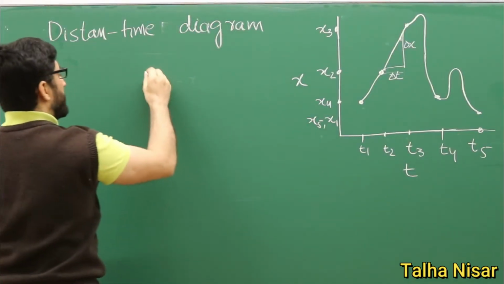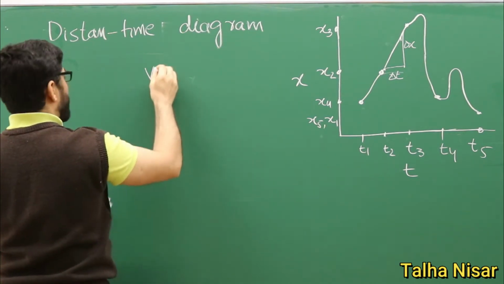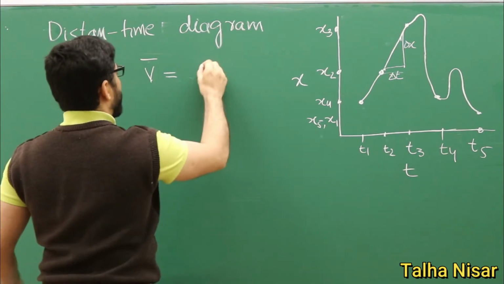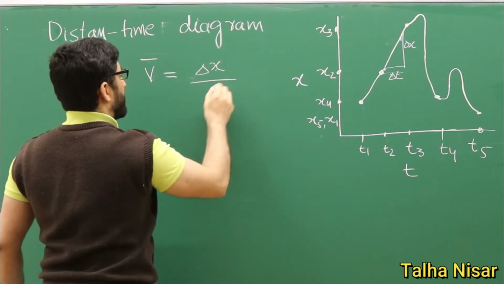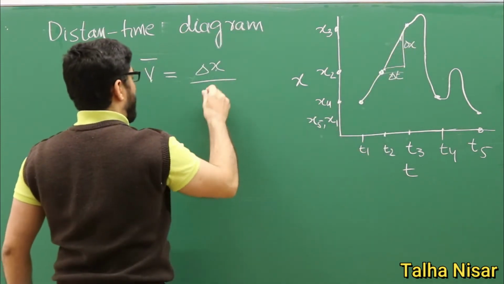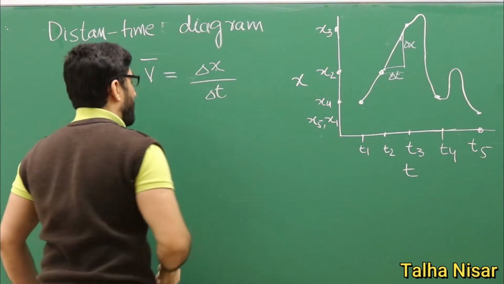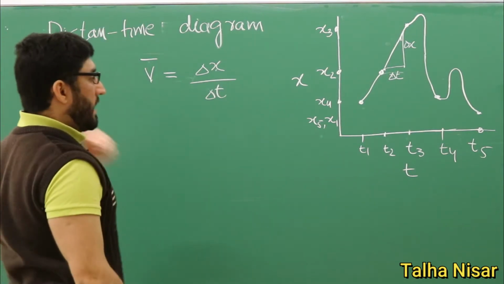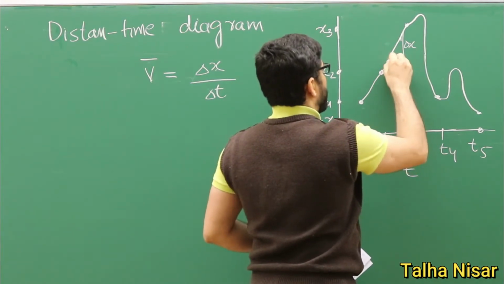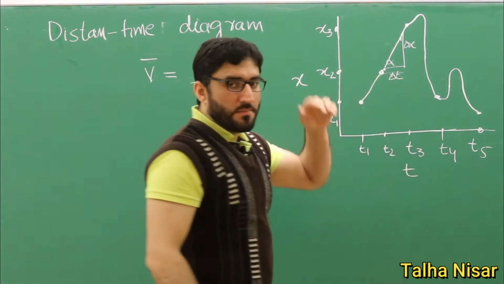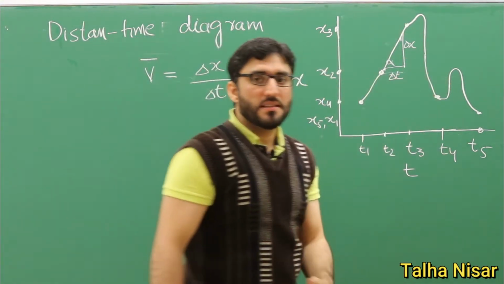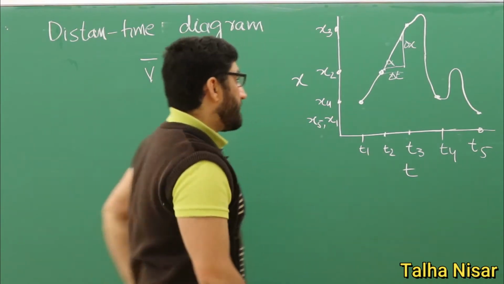So the average velocity, the bar is telling us that it is delta x, the change in the displacement, over the change in the time. Now the angle here is telling us: if the angle is positive, it means the velocity is positive. If the angle here is negative, it means the velocity is negative.